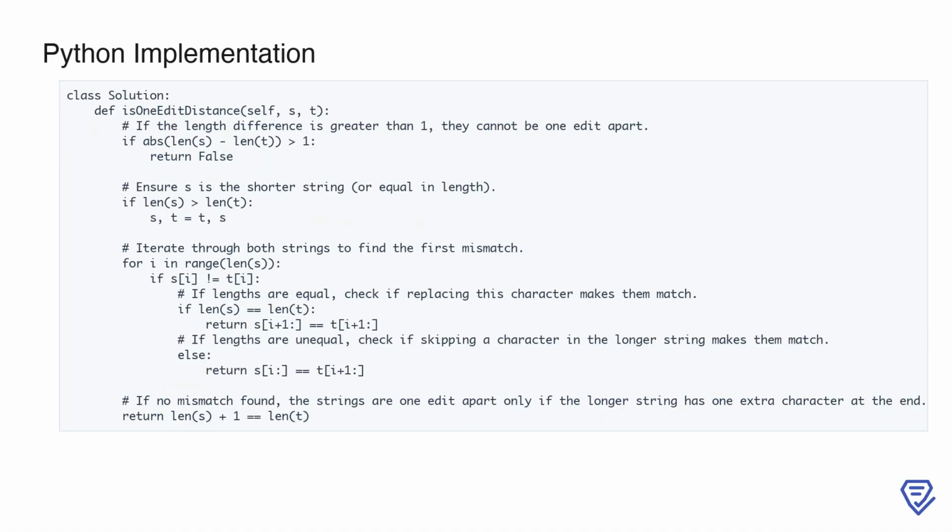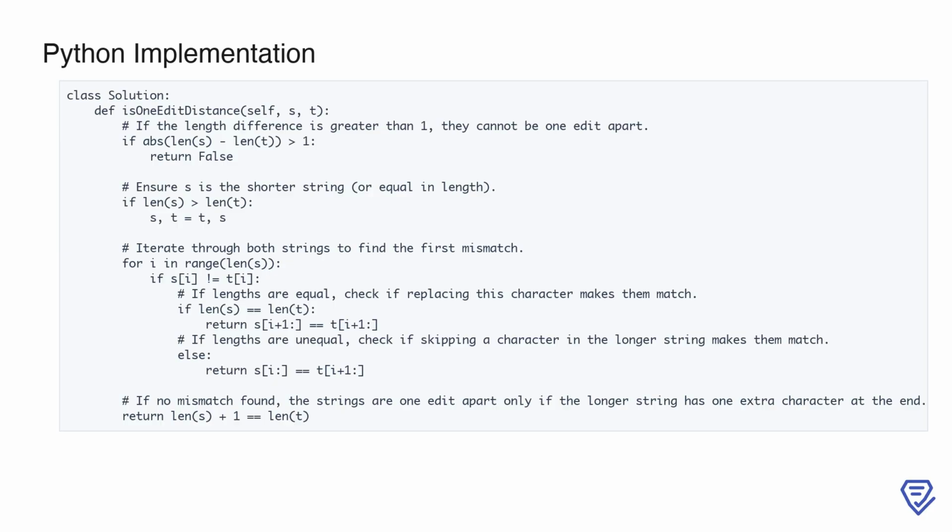This solution determines if two strings, S and T, are exactly one edit distance apart. The three possible edits are insert, delete, or replace one character. Here's the line-by-line breakdown. 1. Length check. The first condition checks if the absolute difference in lengths of S and T exceeds 1. If so, the strings cannot be one edit apart, and we return false immediately.